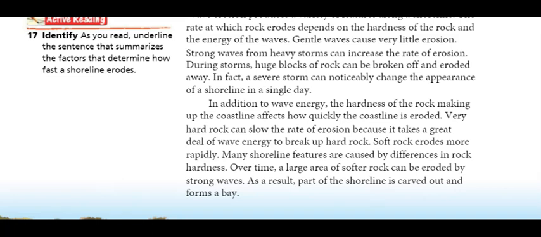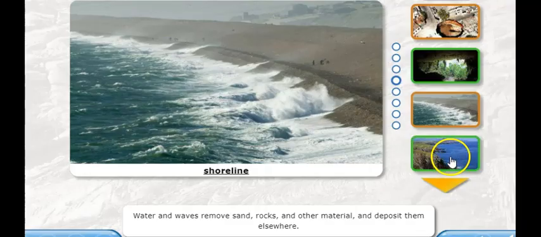Many shoreline features are caused by differences in rock hardness. Over time, a large area of softer rock can be eroded by strong waves. As a result, part of the shoreline is carved out and forms a bay.